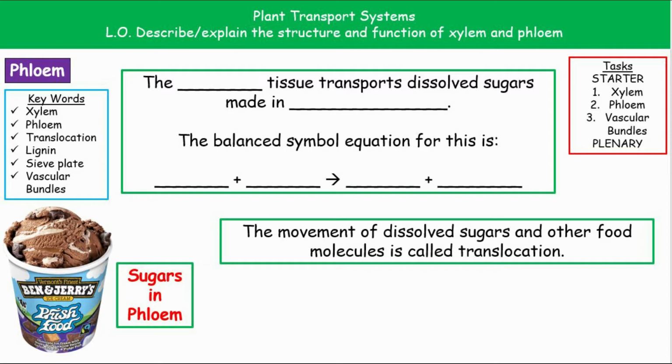So what I'd like you to do is finish off the sentence at the top in your books, write the balanced symbol equation for whatever process that may be, and then you can write down the sentence at the bottom. So I'm going to give you about a minute and a half to have a go at that.